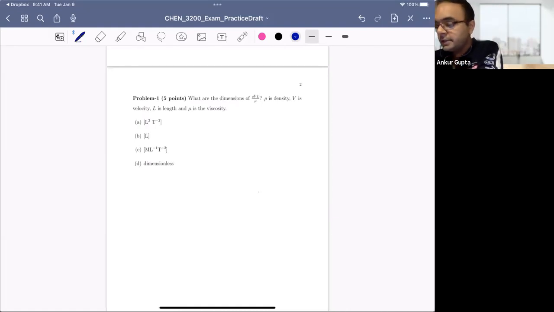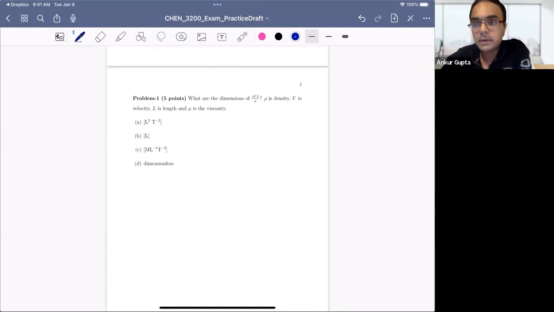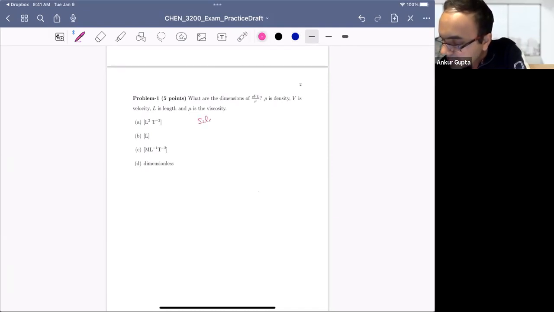So the first question says, what are the dimensions of rho v L by mu? Rho is density, v is velocity, L is length, and mu is the viscosity. This is a pretty standard dimensional analysis problem, and you have done something similar in the homeworks. Typically to approach such problems, we simply do the dimensions of each. So this is dimensions of rho times velocity times length by dimensions of viscosity.